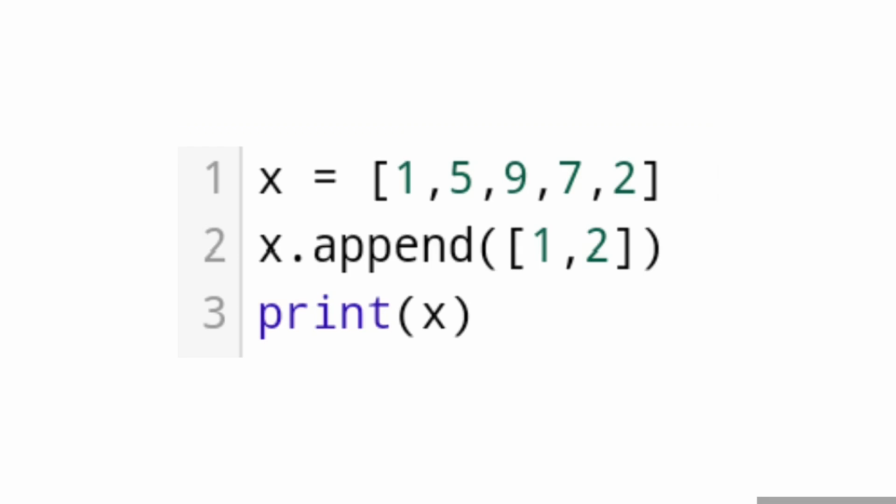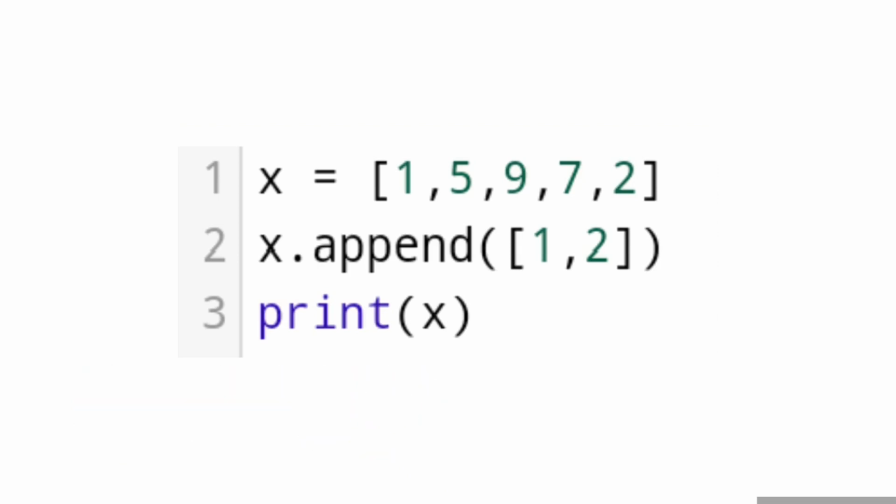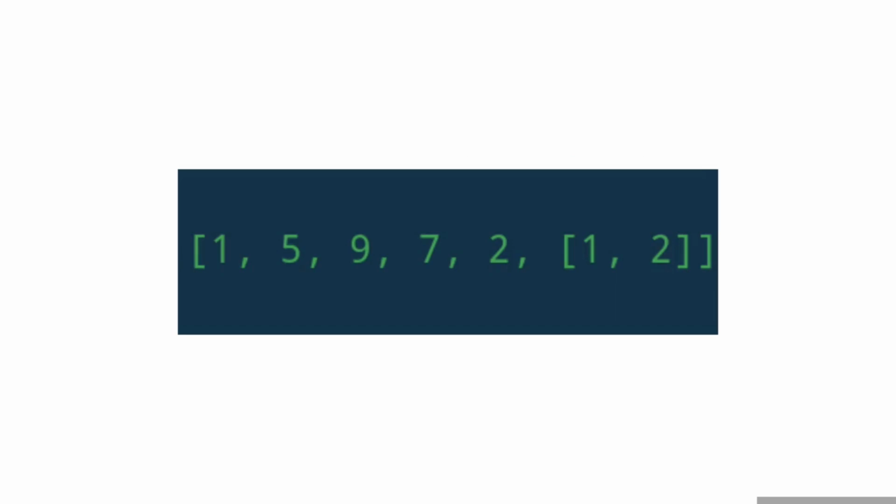We can also add a new list to the existing list using the append statement. The new list is written inside the parenthesis of the append statement. In the output, we get a new list at the end of the existing list. We can also remove that new list by using that pop statement.